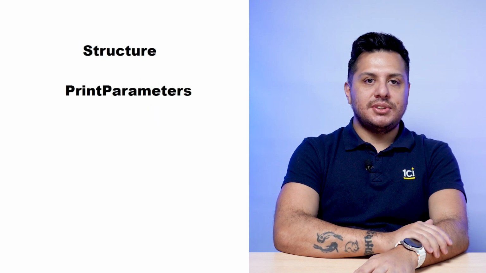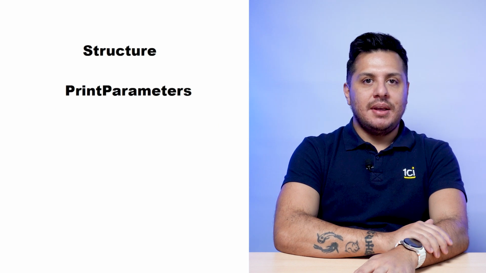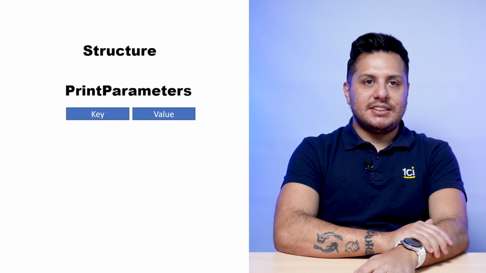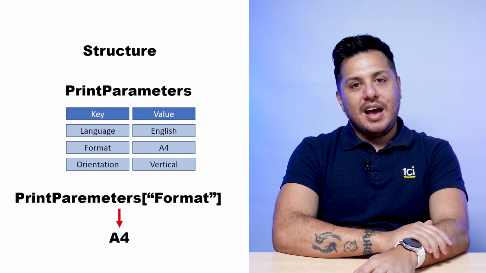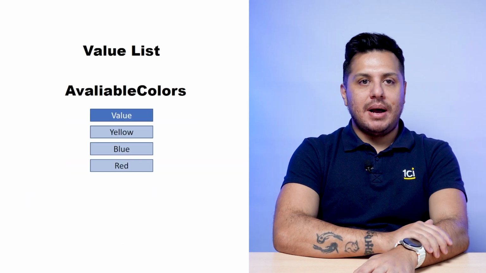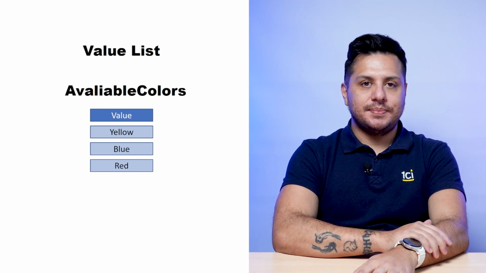A structure stores data as key value pairs. Each value is accessed by its name, which makes the code readable and convenient. A value list is a simple collection of values. It's often used to store a list of selectable options, for example, in form fields or filters.